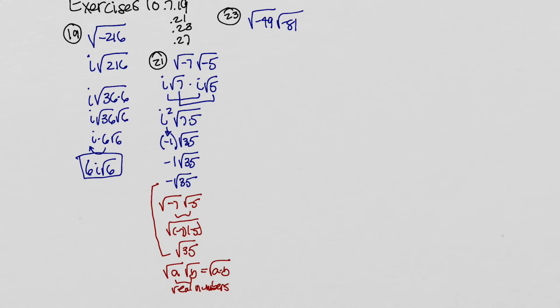And now up here in number 23, let's take the i out. We'll get i square root of 49 times i square root of 81. We happen to know these. This is going to be 7i. And this one over here, 9i. 9 times 7 is 63i squared. But i squared is negative 1.